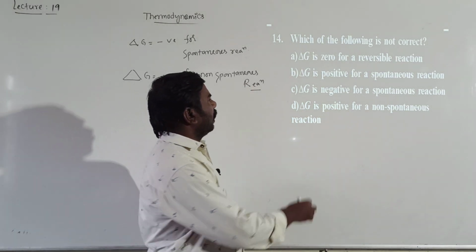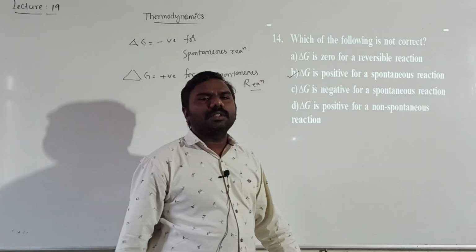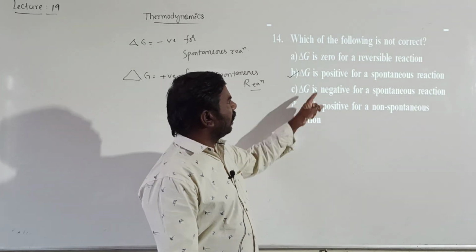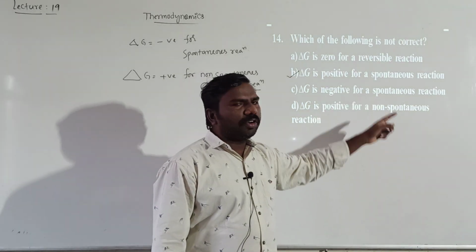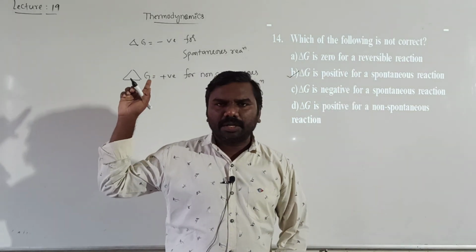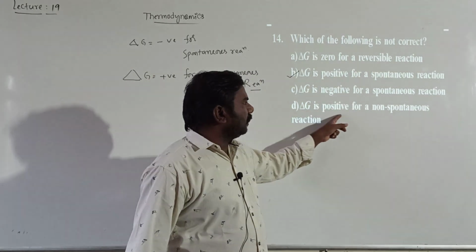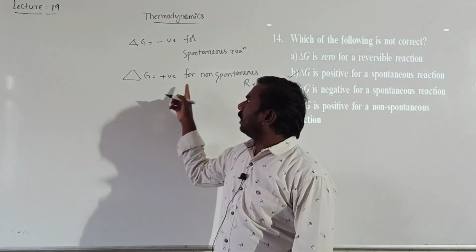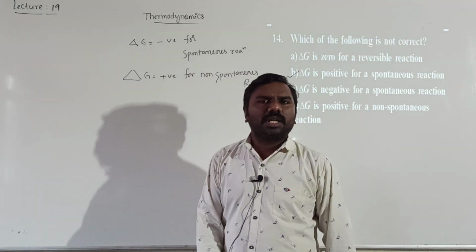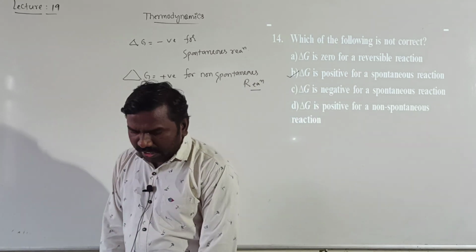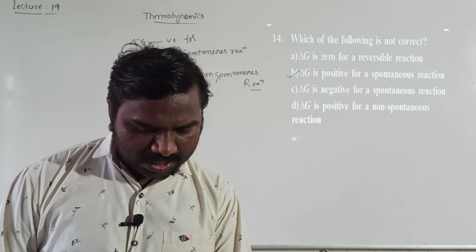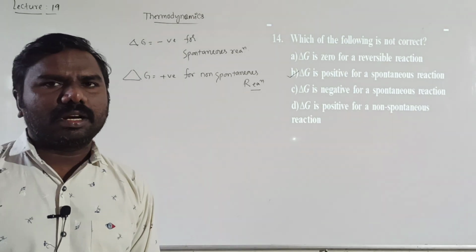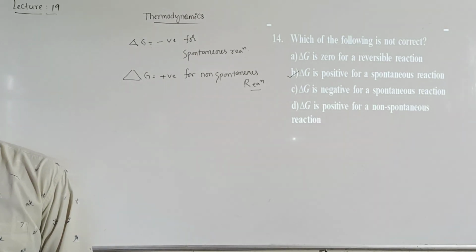Getting? Delta G is actually negative, it is not positive, that's why it is an incorrect statement. Delta G is negative for spontaneous. Yes, negative, correct. Delta G is positive for non-spontaneous. Yes, positive for non-spontaneous, correct. So A, C and D are correct, B is wrong.